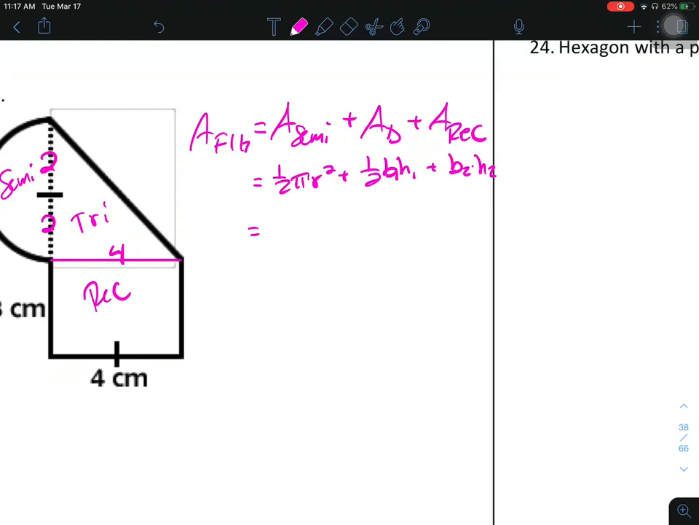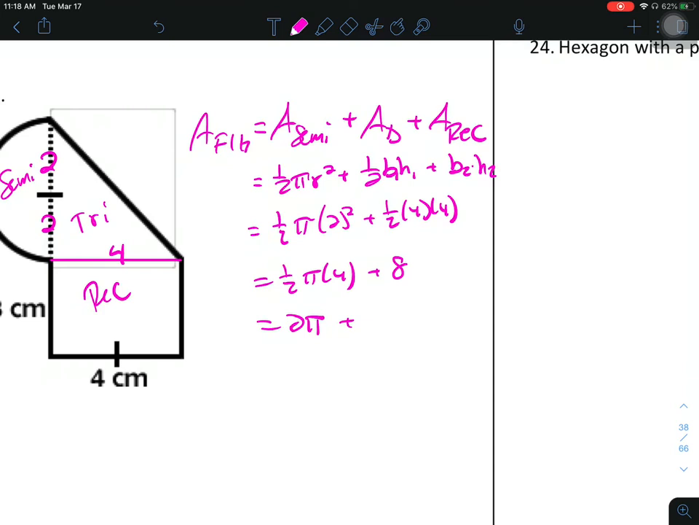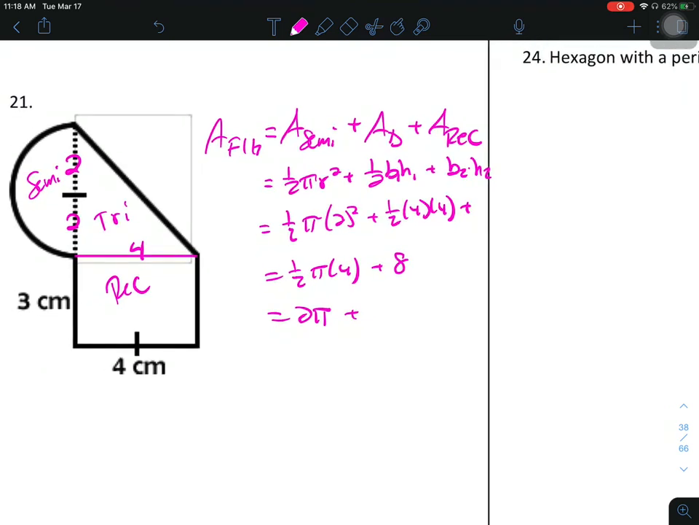So for the semicircle, the radius is 2. That's 2 squared. It's going to be half pi times 4. That's going to be 2 pi is the area of the semicircle. The triangle is half of 4 times 4. That's going to be 16 times a half. That's 8. The rectangle is 3 by 4, or 4 by 3, whichever you prefer. 8 and 12 is 20. Area of this figure is 2 pi plus 20 square centimeters.